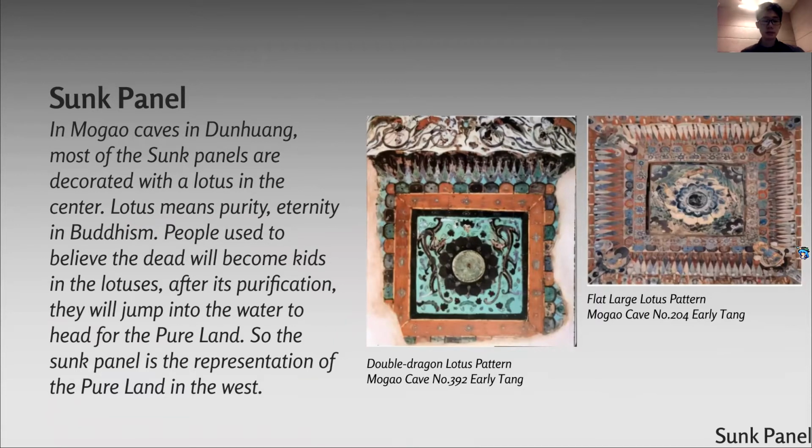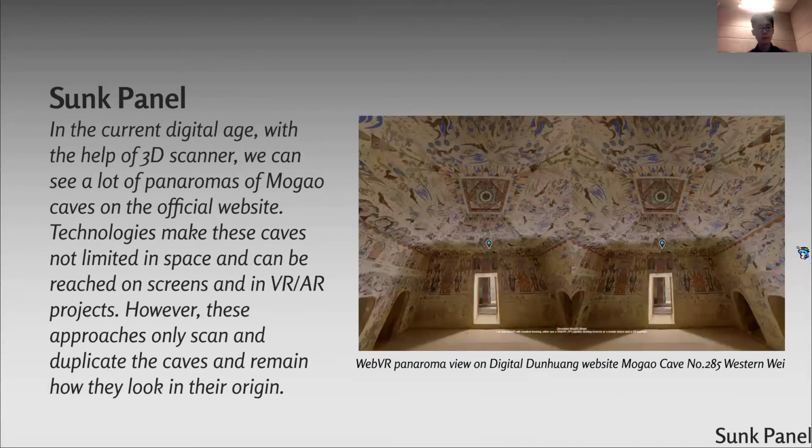And lotus means purity and eternity in Buddhism. People used to believe the dead will become kids in the lotuses, and after their purification, they will jump into the water to head for the Pure Land in the west. So the sunk panel is the representation of the Pure Land in the west. As you can see on the right, these two pictures show that lotus is often used as the symbolic pattern in sunk panels, and it has a very important meaning in it.